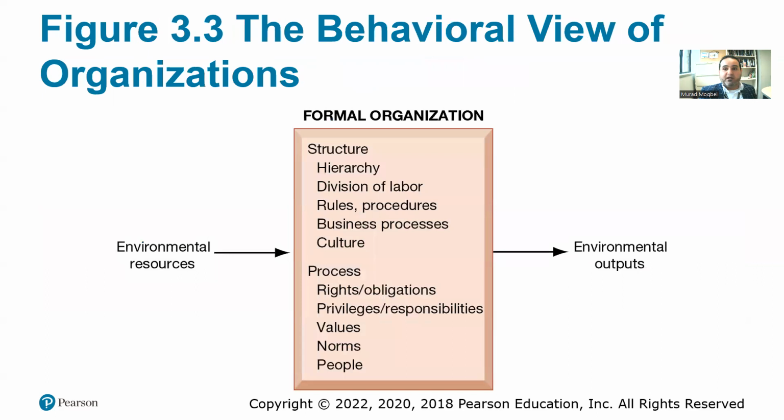The same thing, the behavioral definition of an organization consists of environmental resources. Those resources can be in terms of human resources, which is labor, information technology resources, financial resources, and so on, or raw materials resources. All of those resources go through the formal organization and are transformed into environmental outputs, which are the products or services that we as an organization produce.